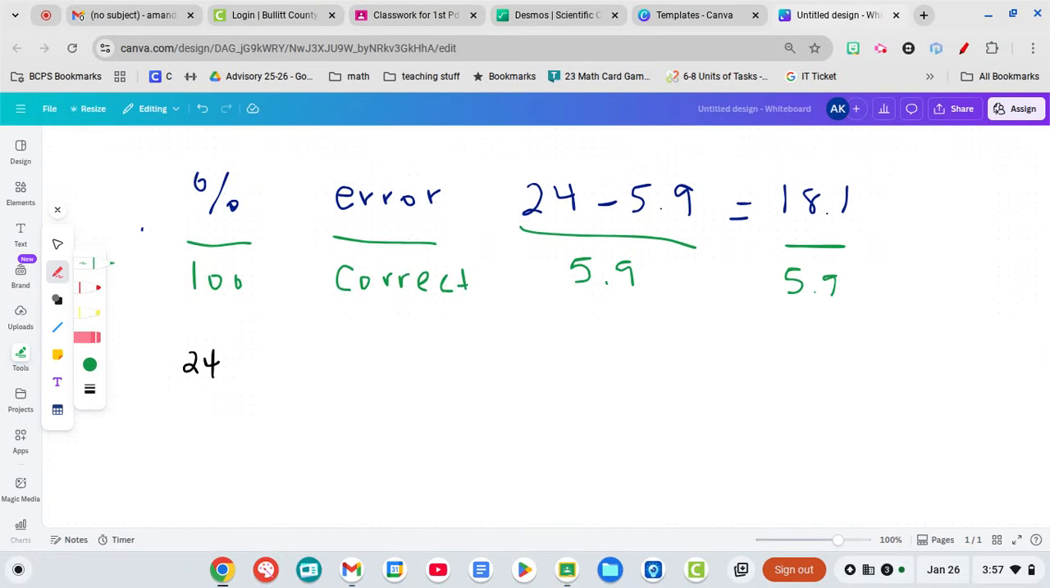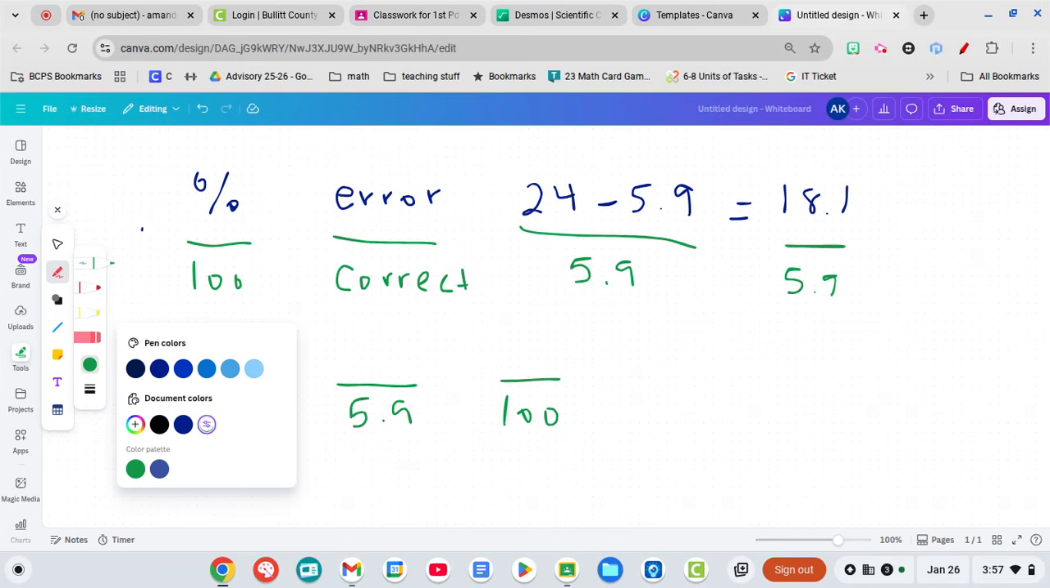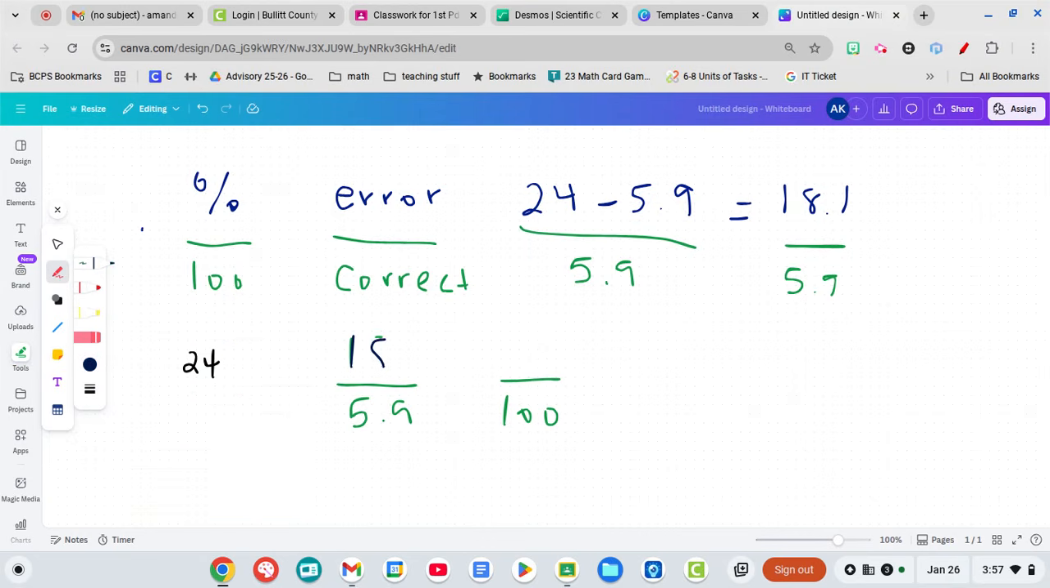So now we can look at that ratio, 18.1 over 5.9, and say, well, what if it were out of 100? Okay. I think the easiest way to do that is using a proportion. So I'm going to set up the correct amount or the whole amount on bottom. And then our error goes on top. So we need to figure out if we make our fraction bigger so that the bottom number is 100, but we keep it an equivalent fraction, what would the new numerator be?